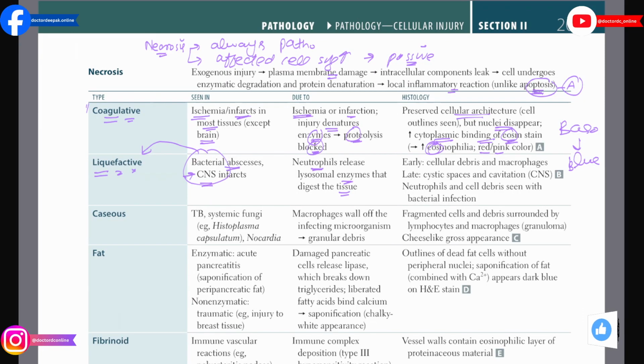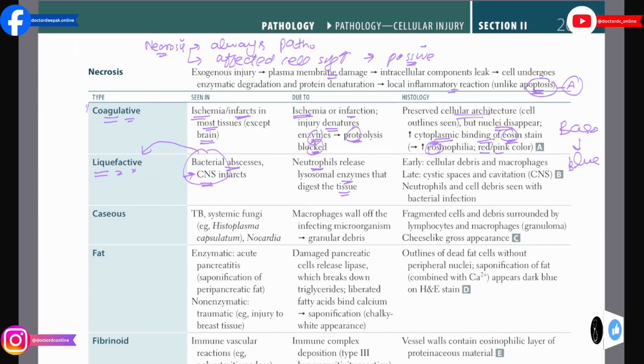But let's once again repeat liquefactive necrosis. You have to keep in mind the necrotic tissue becomes liquefied. How does the necrotic tissue become liquefied? It is because of neutrophils. The neutrophils release the enzymes, and these enzymes go and digest the tissue. And when they digest the tissue, the cell size, shape, and structure are not preserved. You have to keep in mind. Then you have to take an example like the brain infection or bacterial abscesses, where you will see liquefactive necrosis. You have to keep this in mind.